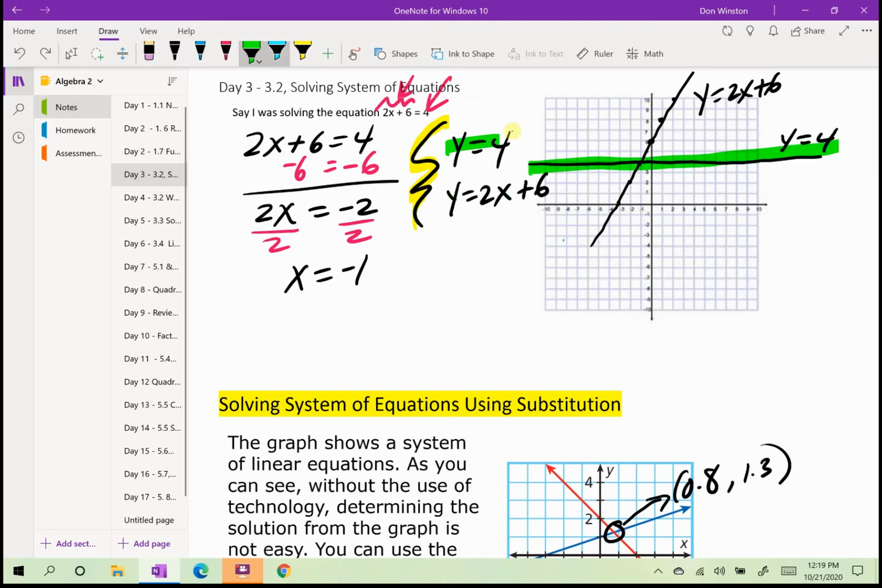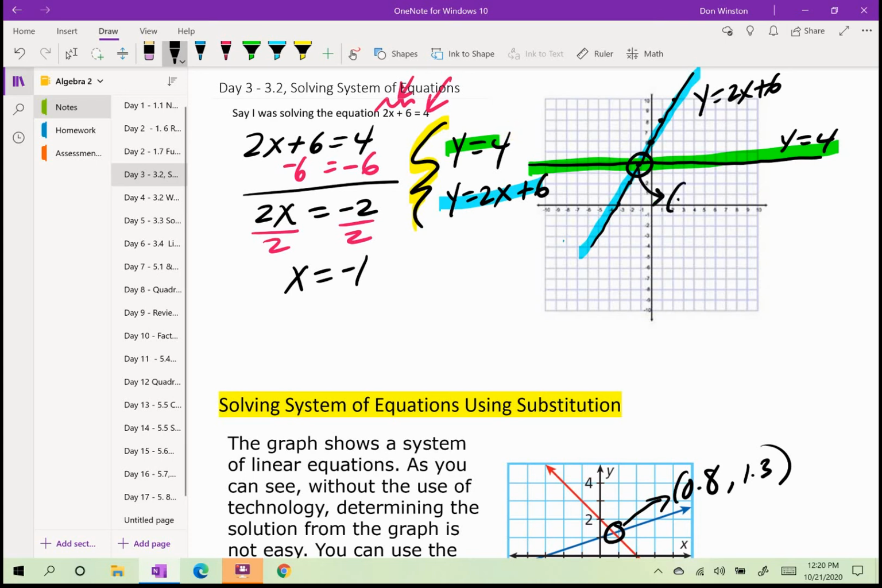Oops, I want a different color. Y is equal to 2x plus 6. And that's that. And that little curly bracket, that system of equations, actually says this. It says find the value of x that makes the y's equal, or where they intersect. And that would be right there, where x is equal to negative 1. So that coordinate point would be negative 1 and 4. Y is 4 there. Okay, so when we are actually solving 2x plus 6 equals 4, we're actually solving a system of two equations. One is y is equal to 4. The other one, y is equal to 2x plus 6. We're asking, what is the value of x that makes the y's equal?